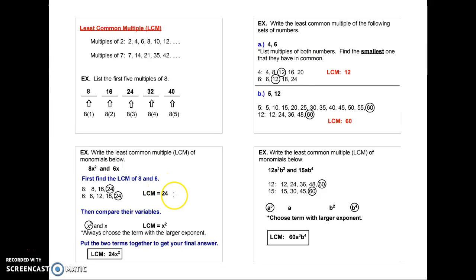So I'm just going to combine them. The LCM from my coefficients was 24. The LCM from my variable was x squared. So now I combine them. My total LCM is 24x squared.